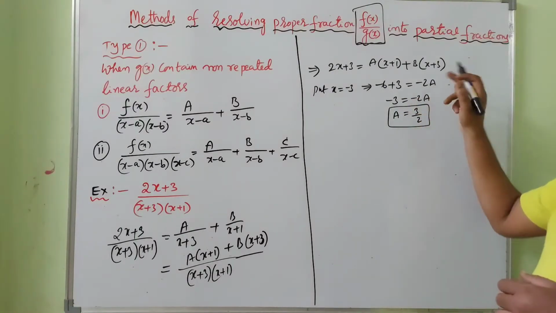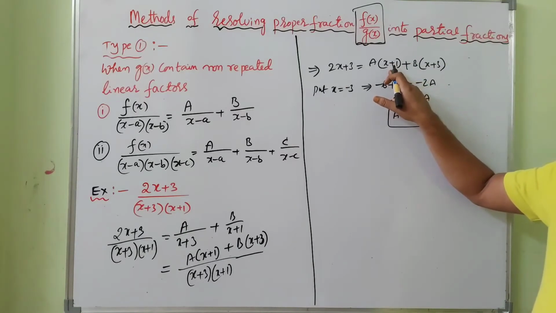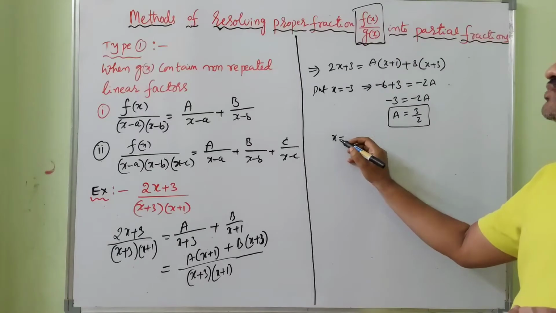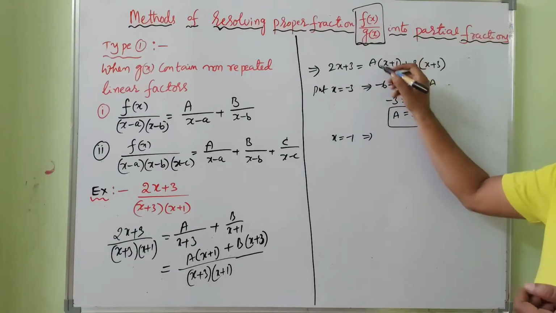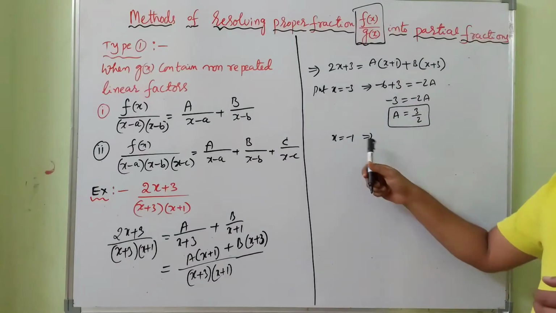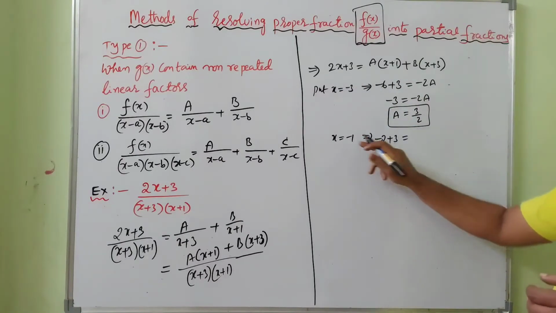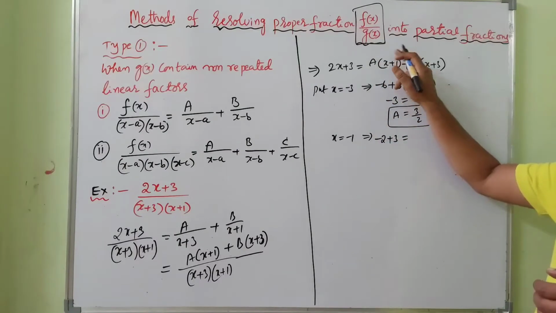Now to get b, we must make this term 0. How? By putting x equal to minus 1. If you put x equal to minus 1, this becomes 0 and you will get b. Now put x equal to minus 1 on both sides. Put minus 1 here. This is minus 2 plus 3 is equal to. If you put minus 1, this term becomes 0.